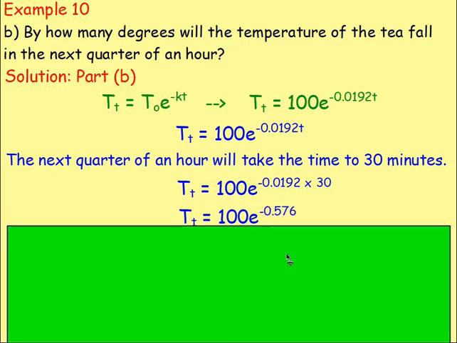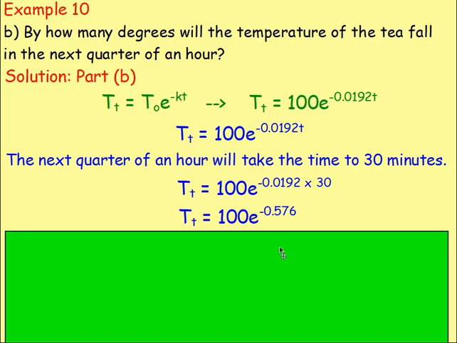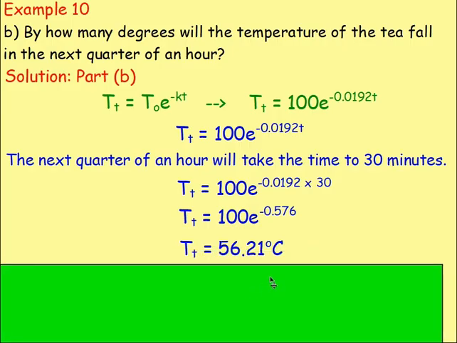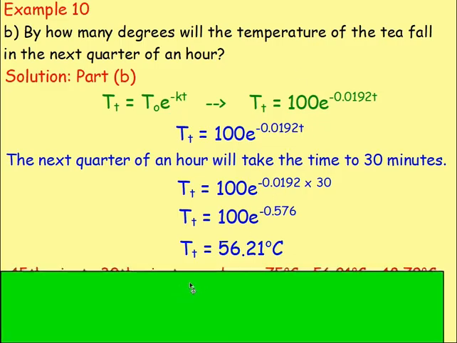Work out this index, simplify that, you get negative 0.576. After that, you can put that into the calculator to work it out, and it will give you a temperature of 56.21 degrees. What we're asked for, though, is by how many degrees will the temperature of the tea fall in the next quarter of an hour? Well, what we're looking for then is the temperature from 15 minutes to 30 minutes.